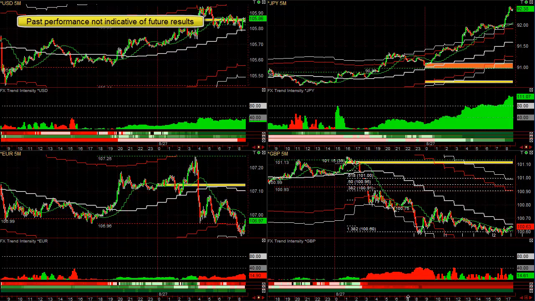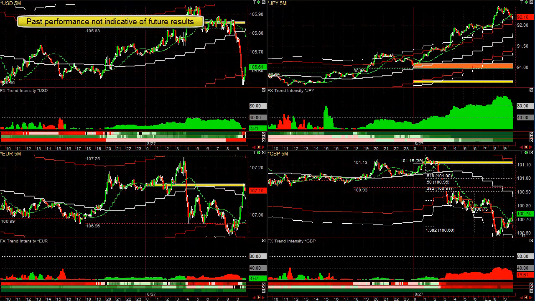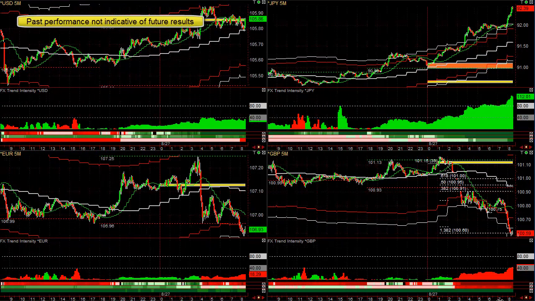So at 8:30, I'm looking to buy the pound. I wanted to do a counter trend trade because it's down too far. The yen is up too much. The dollar doesn't really look very strong right here. You can see it had many opportunities to find support here and go higher, and it didn't.